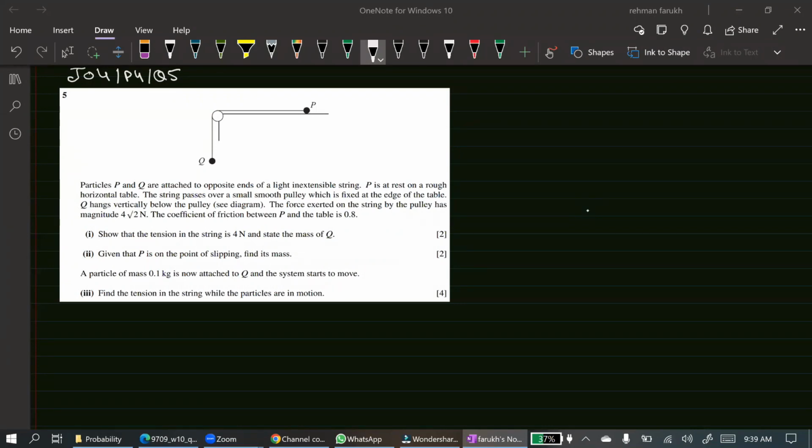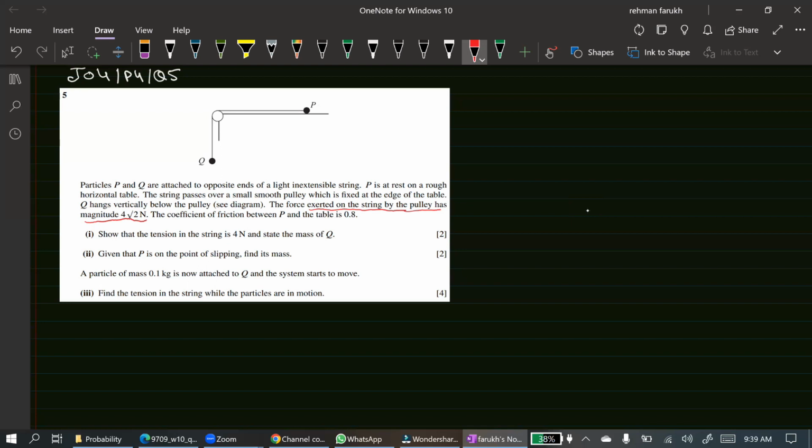This question is from June 2004, paper 4, question number 5. The topic is connected objects. In this question, there is a new concept: the force exerted on the pulley by the string, and the force exerted on the string by the pulley, has a magnitude of 4 root 2 newtons. We will discuss this important concept in this question.